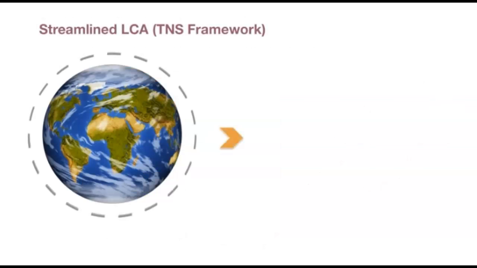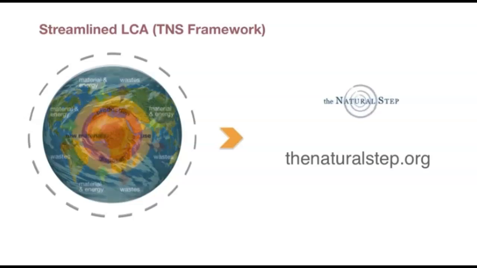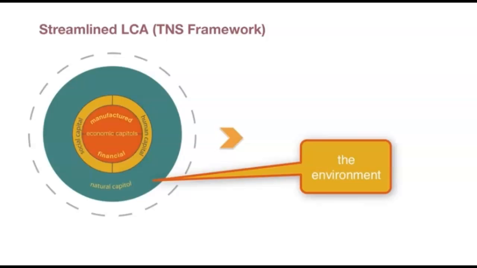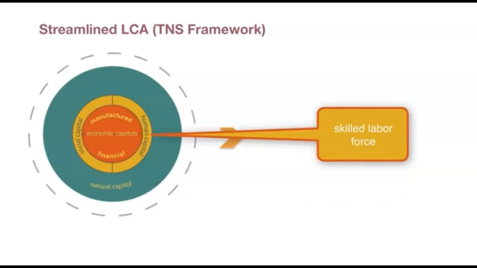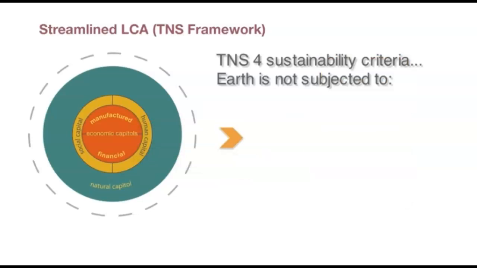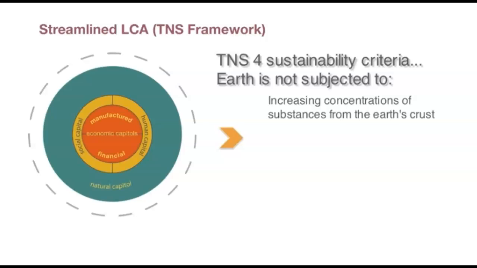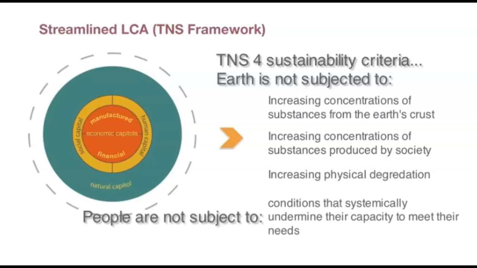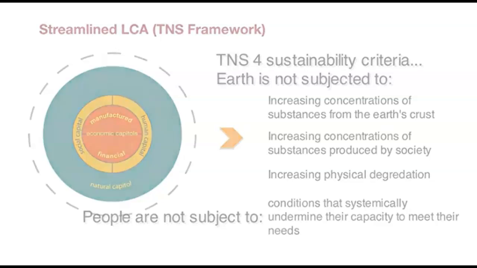A shortened process is the practice of streamlined LCA developed by the Natural Step. The Natural Step framework identifies types of capital: natural capital, social capital, human capital, and economic capitals, which are financial and manufactured. The TNS framework is based on 4 principles that sustainable actions will not subject the Earth to increasing concentrations of substances extracted from the Earth's crust, concentrations of substances produced by society, and degradation by physical means, and that people are not subject to conditions that systemically undermine their capacity to meet their needs.